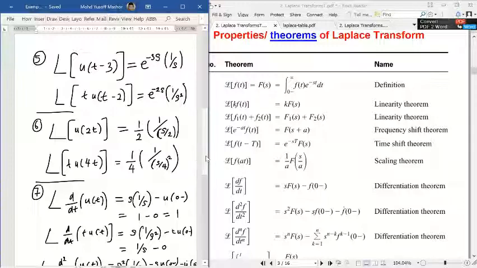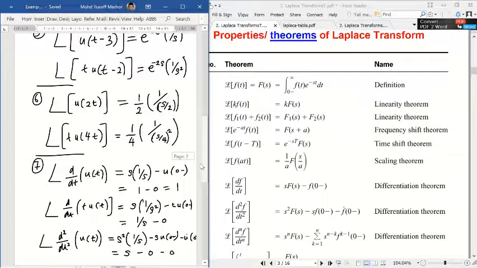Okay, let's see the example. Let's say you have u(2t). We know that u is a step function. The step in the s domain is 1 over s, but instead of s, you replace s with s divided by this number, which in this case is s divided by 2. And then don't forget to multiply outside by 1 over 2. Okay, these two.